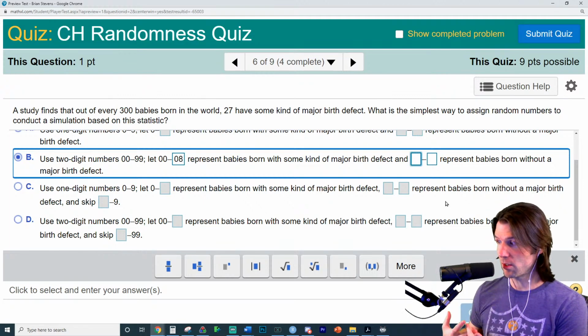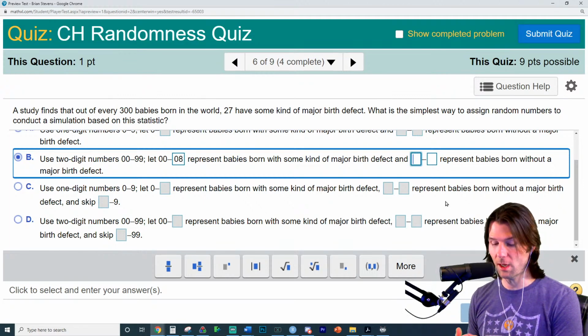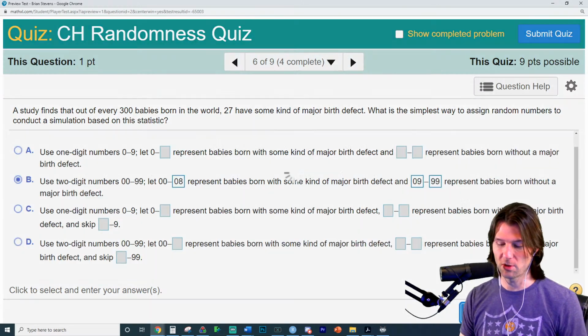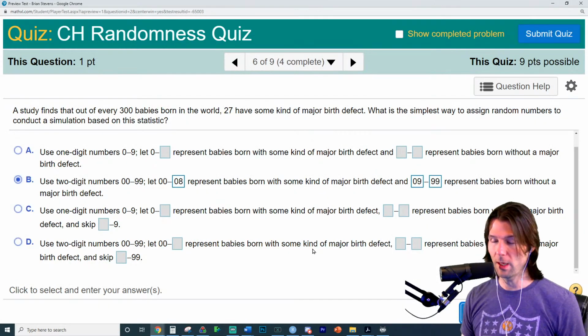So where will this start for the babies that don't have birth defects? Well, the 9% are going to have birth defects. The 91% are not. So we're going to start at 0, 9 and go all the way to 99, which is the remaining percentage right there. Does that make perfect sense?